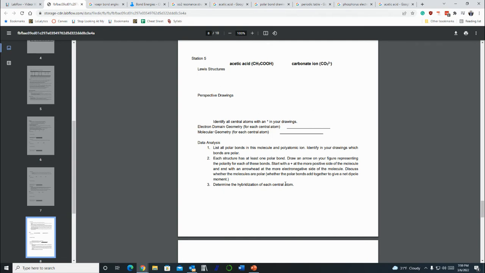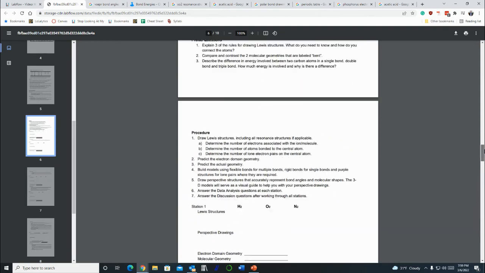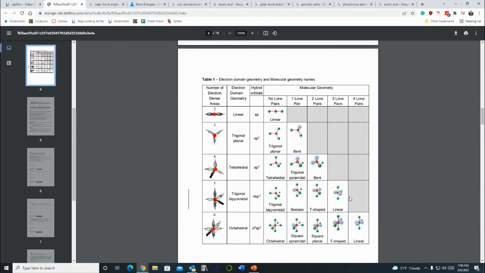And then discuss whether the whole molecule is polar or not. Sometimes polar bonds can cancel each other out. You may particularly notice this in carbonate. You have an even geometry and you have the exact same 3 types of bonds here. So your polar bonds may just cancel out to have no net polarity for the entire molecule. And then again, determine hybridization. That is just based off of molecular geometry. Tell me which one of these it fits.